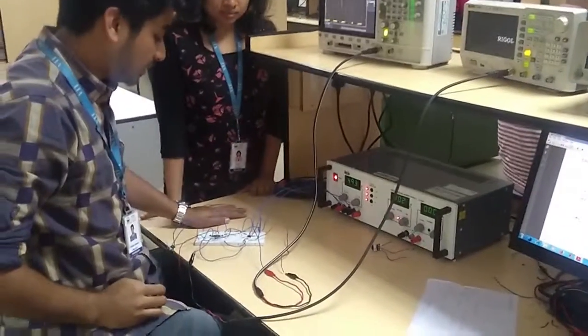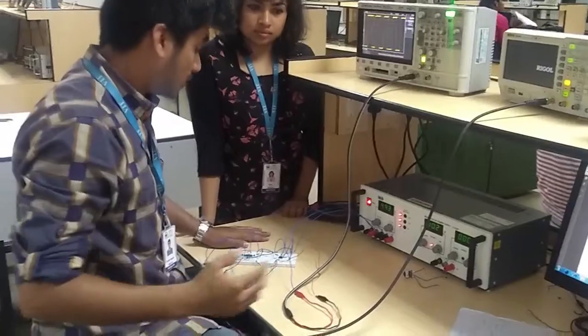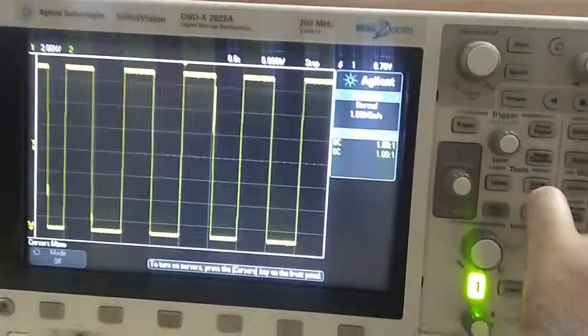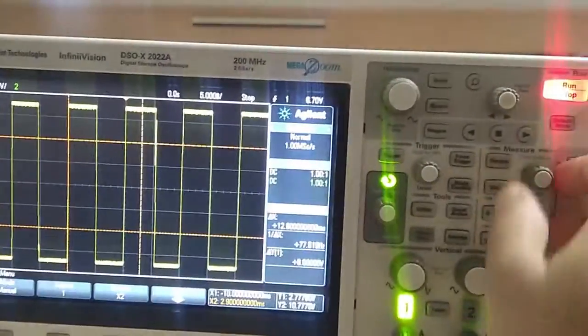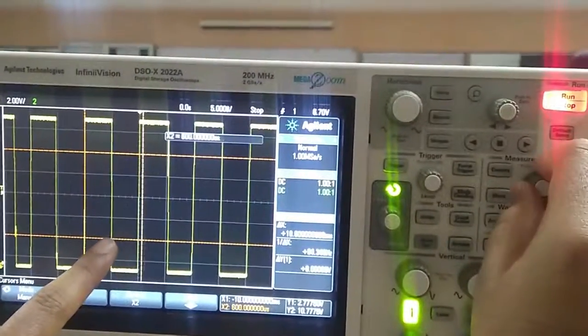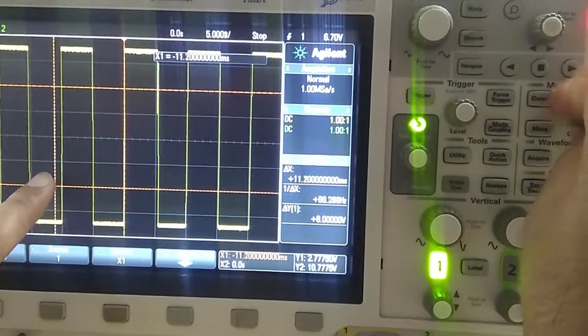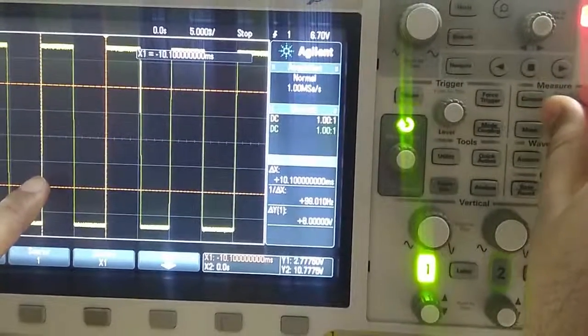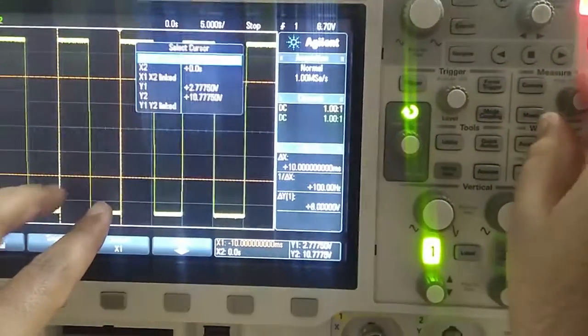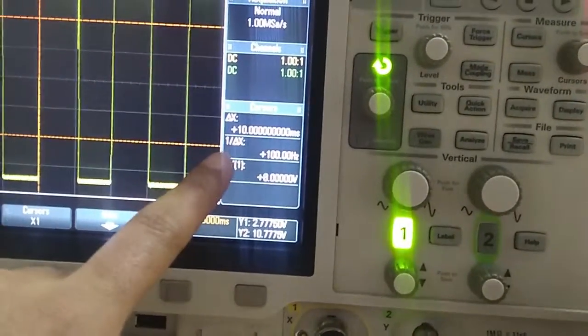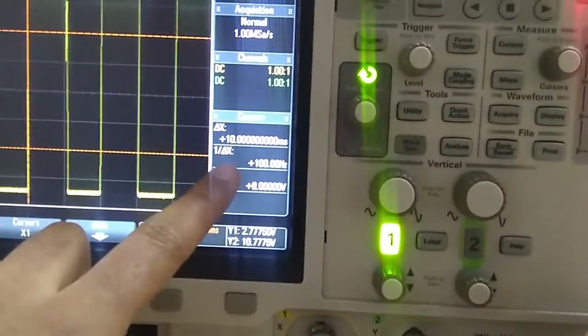Now we have assembled the circuit on the breadboard, and this is the demodulated output that we got. From this demodulated output, I'm gonna stop it for a second, and we're gonna switch on the cursors. This is my X2 axis, which I'm gonna stop at this point. The other axis is here. As you can see, I'm moving it here. So between X1 and X2, I'm keeping one cycle of the output, and the difference of it you can see here. This is delta X, and 1 by delta X, like 1 by time period, will give us the frequency.